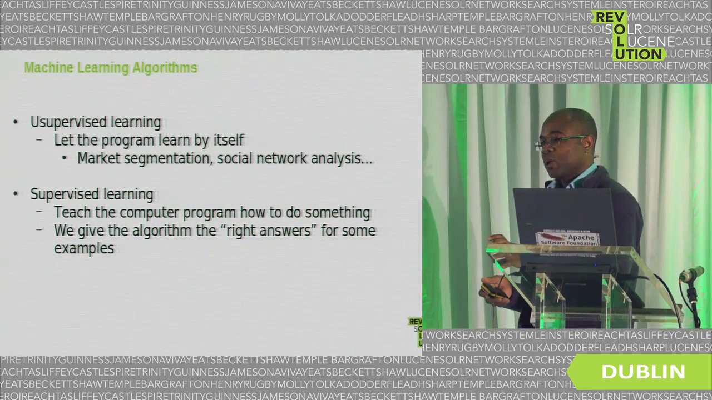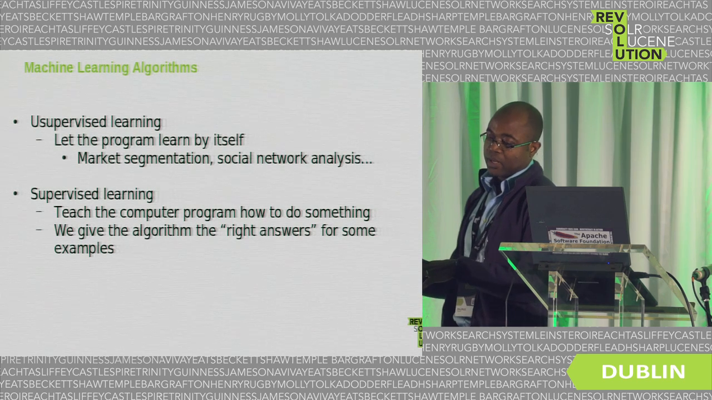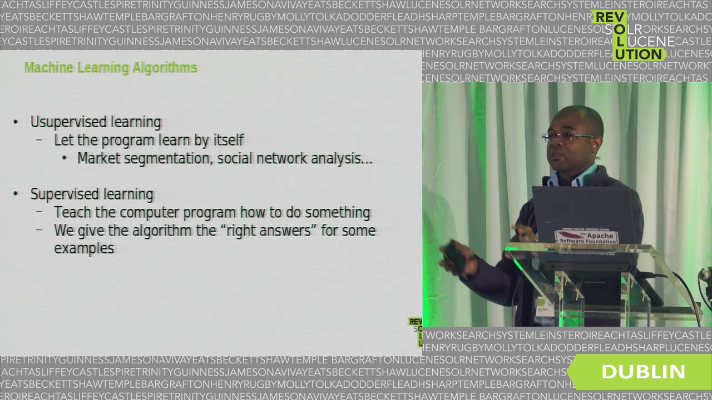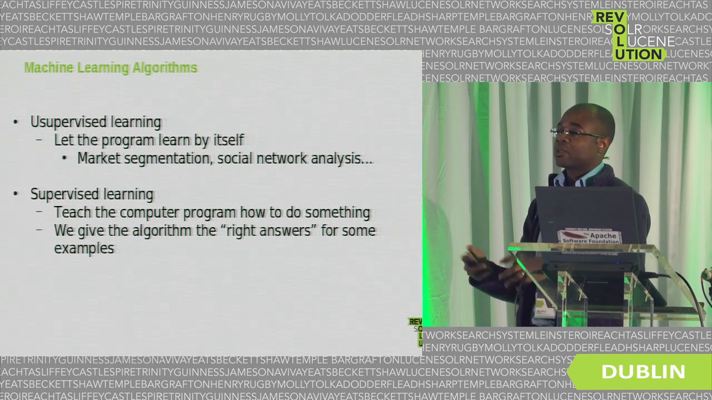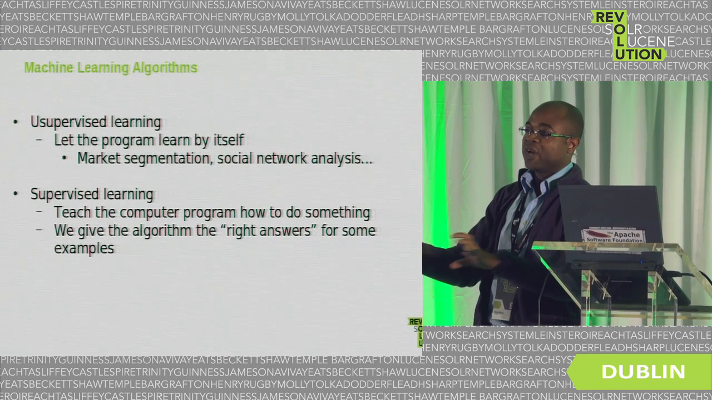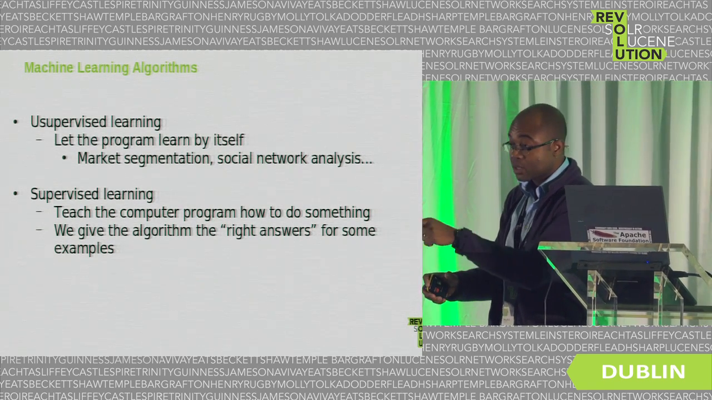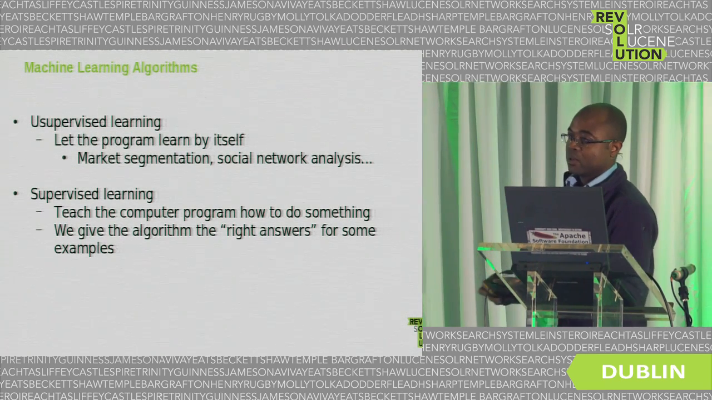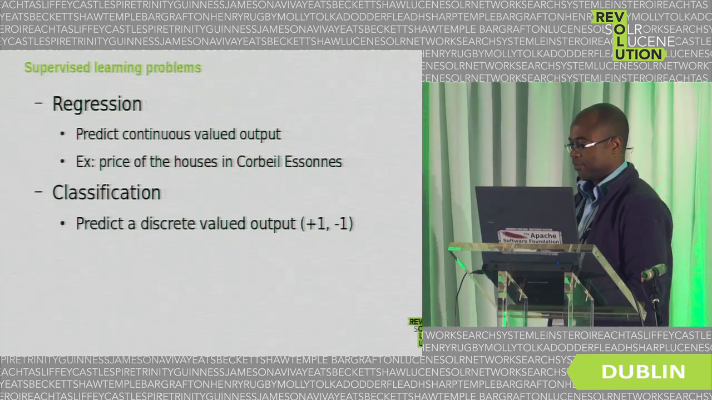Here we teach the computer program how to do something. So we give the algorithm the correct answer via a training set. Say, okay, look at this. It's like training, helping a kid with the alphabet. You say, look, this is A, this is B. So next time he knows it is A because he was told that it's A. And that's what we are going to do here.